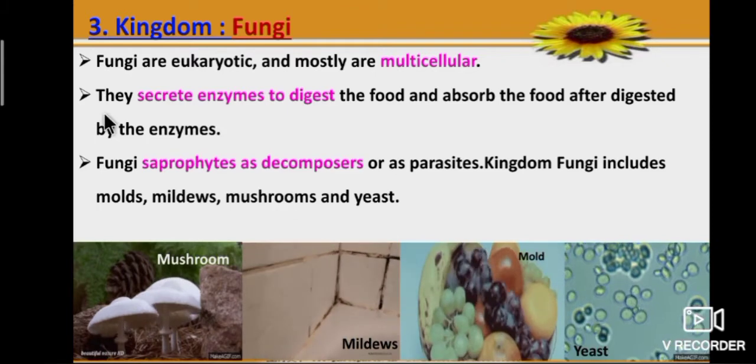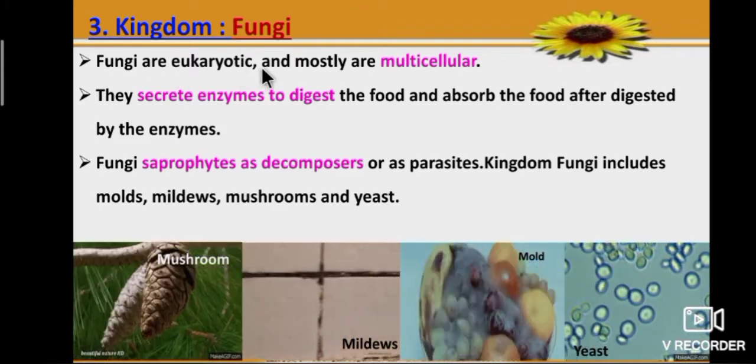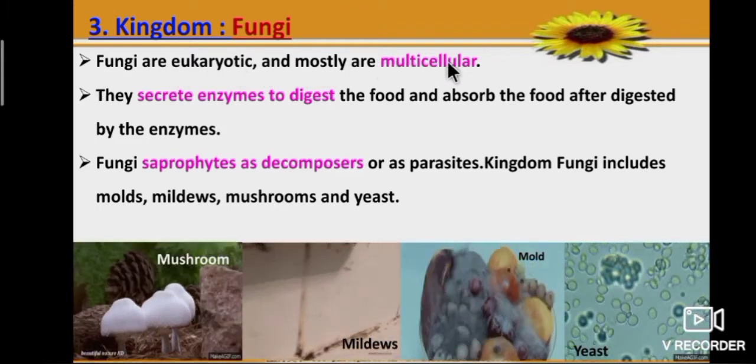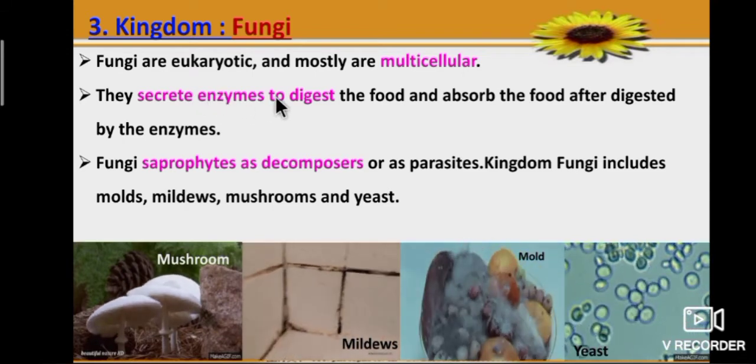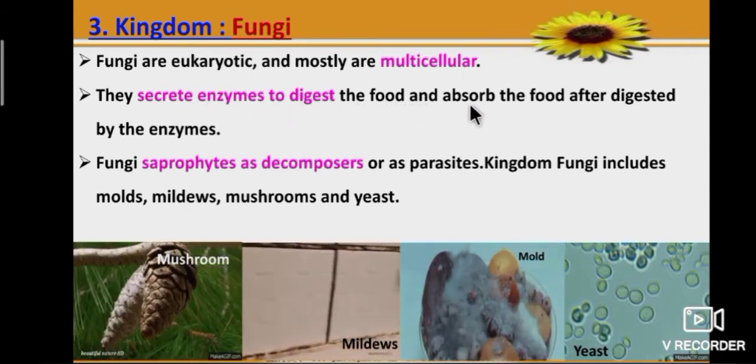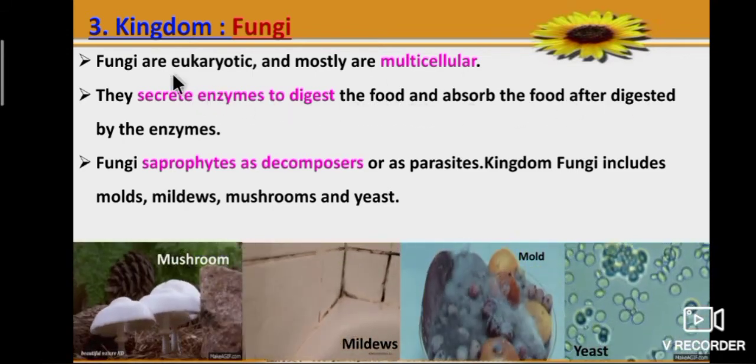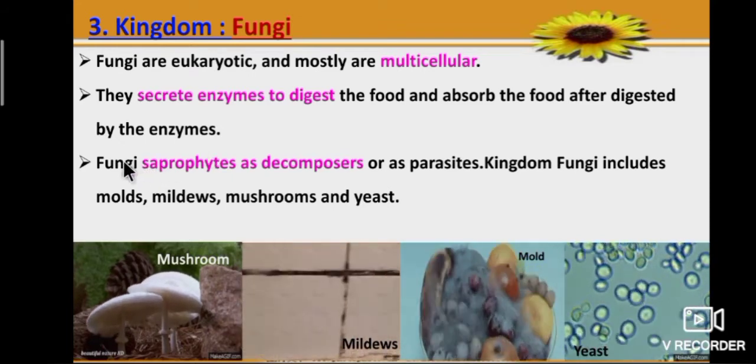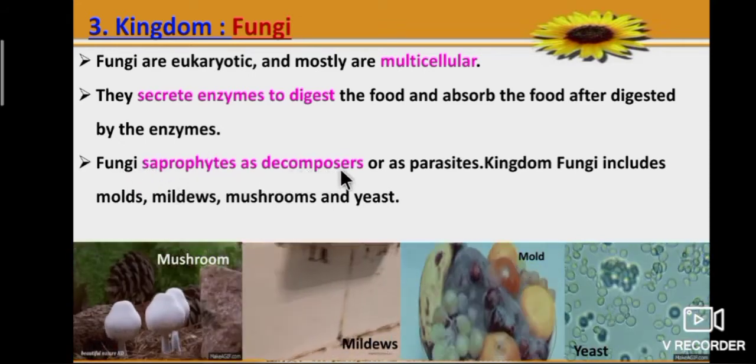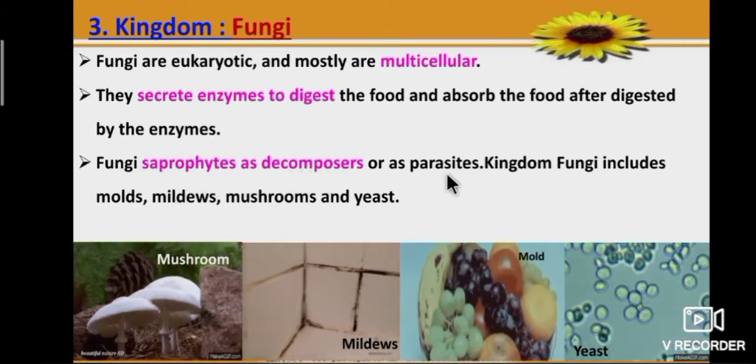Once again I repeat, fungi are eukaryotic and mostly are multicellular. They secrete enzymes to digest the food and absorb the food after it is digested by the enzymes. Fungi are saprophytes as decomposers or parasites.